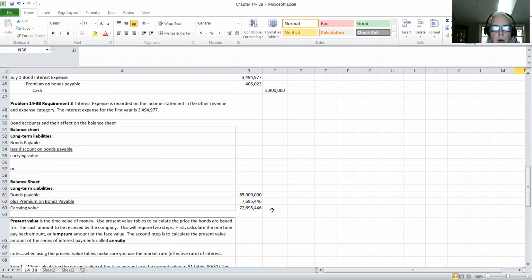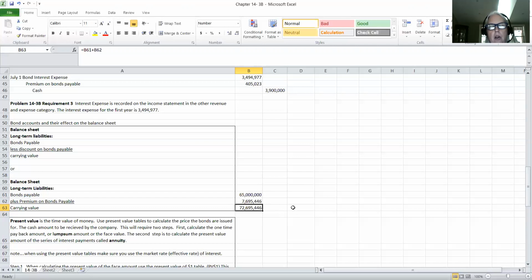The remaining balance in the premium at the balance sheet date is $7,695,446. Since the premium is an adjunct account, we add it to the bonds payable to get the carrying value. The carrying value of the bonds payable at the end of the first year's life at December 31st is $72,695,446. What will happen is the carrying value will go down each year until it reaches the amount of the bonds payable at the end of the life of the bond.